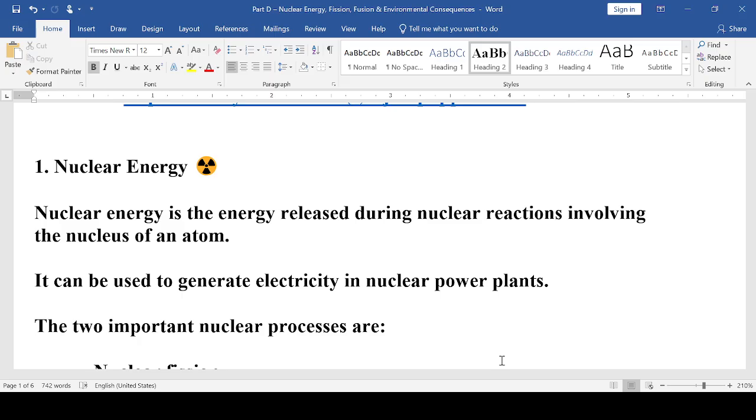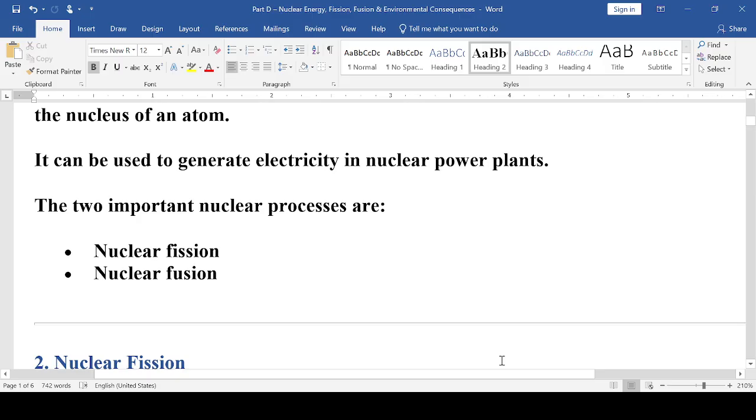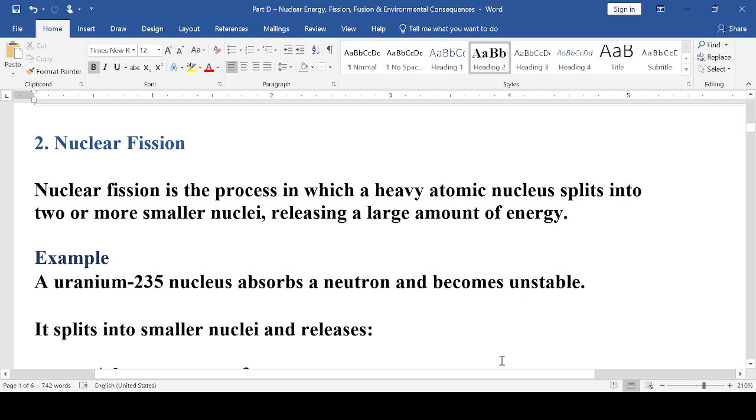This can be used to generate electricity in nuclear power plants. The two important nuclear processes are nuclear fission and nuclear fusion. These are the two important processes. So first one, nuclear fission.